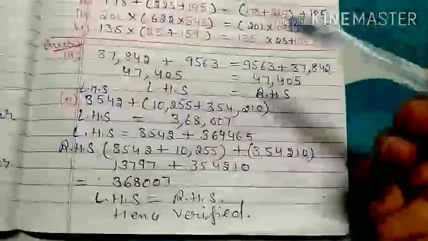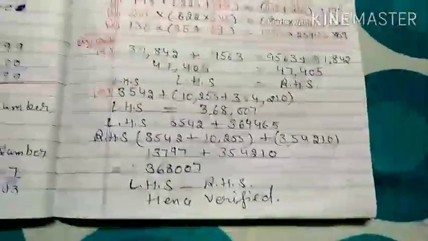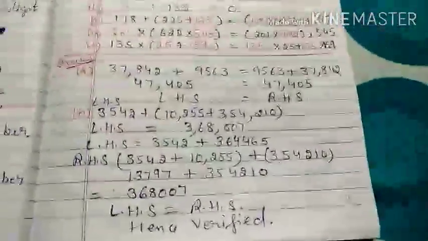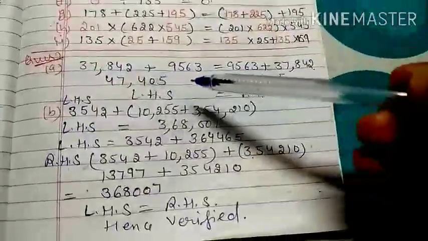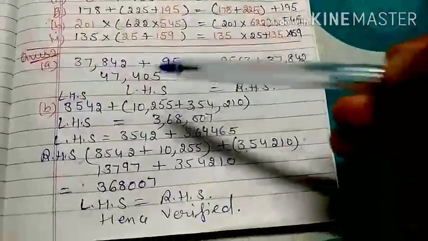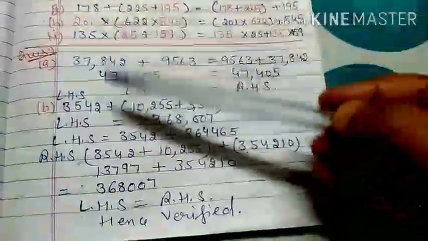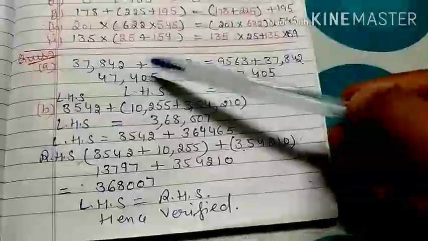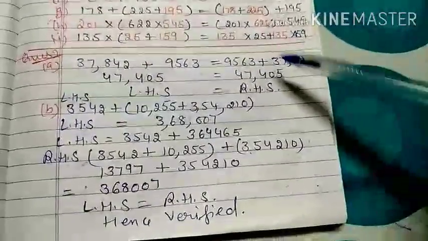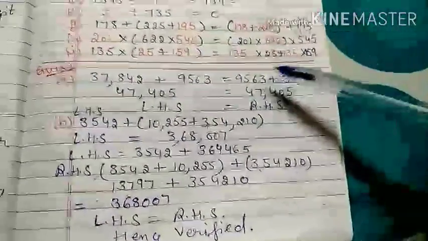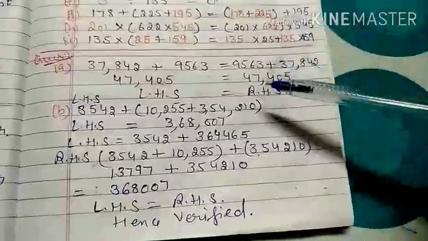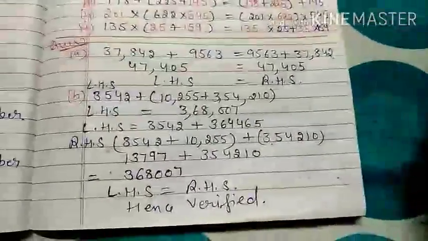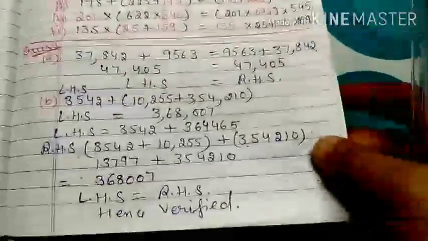In question number 2, you have to verify the commutative property and the associative property. Commutative property means you add the two numbers in any order. If you have two numbers given, first I go with the left hand side, I add the first number and then the second. Now on the right hand side, I keep the second number in the first position and the first in the second position, then add and check. If the answer is the same, the commutative property is verified.